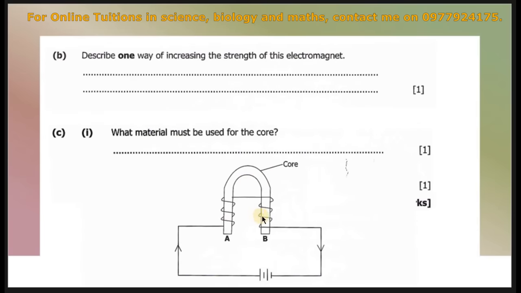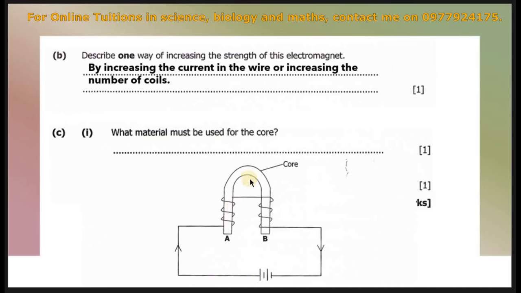So to increase the strength of this electromagnet, you can increase the current in the wire. When you increase the current in the wire, the electromagnetic strength will increase. Or you can increase the number of coils. The more coils you have, the stronger the magnet is going to be. And also using a soft iron core. This soft iron core should be made of a soft magnetic material like iron. The question was, what material must be used for the core? So we must use iron, which is a soft iron core.